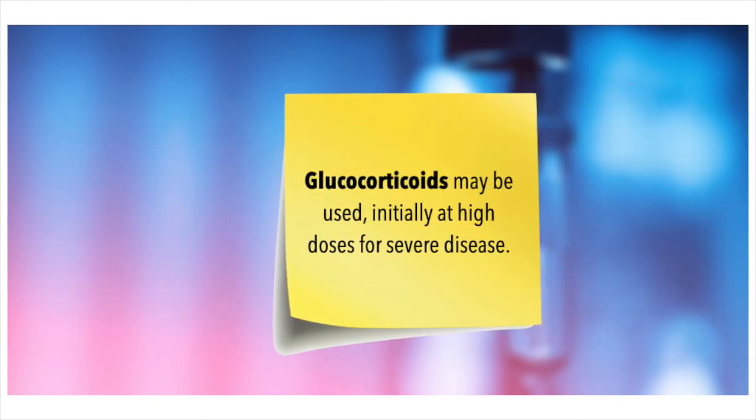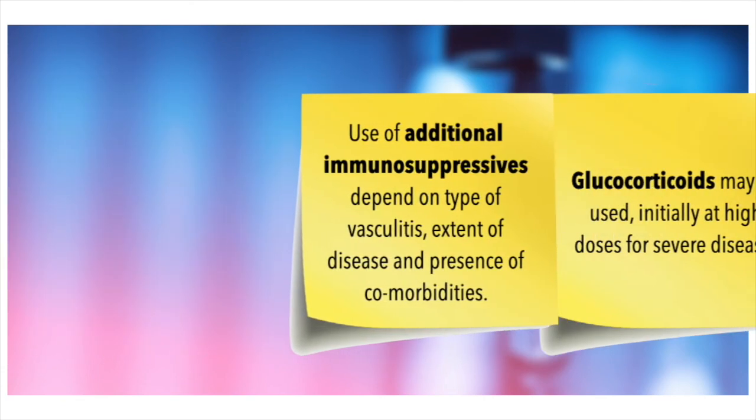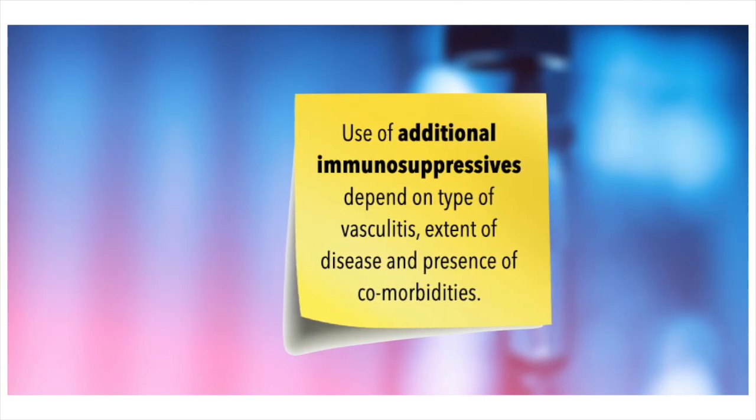For systemic vasculitis, glucocorticoids are always used, initially at high doses for severe disease, and additional immunosuppressive medications depend on the type of vasculitis, extent of disease, and comorbidities of the patient.